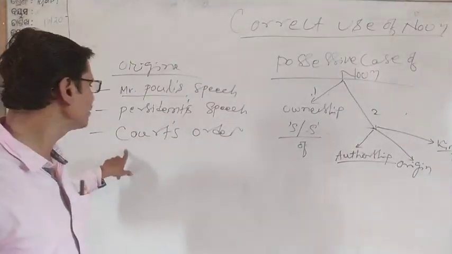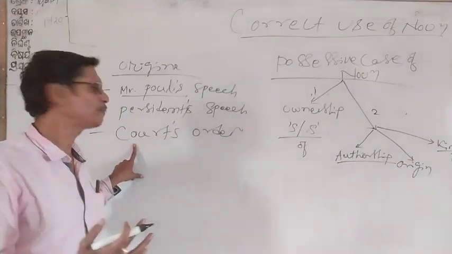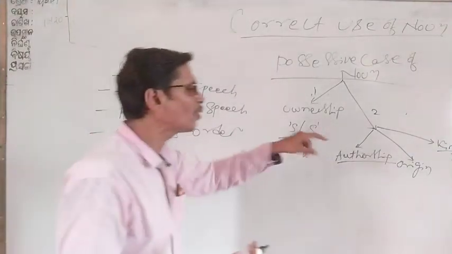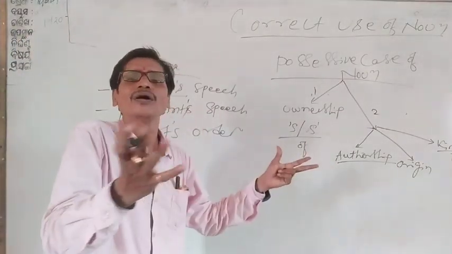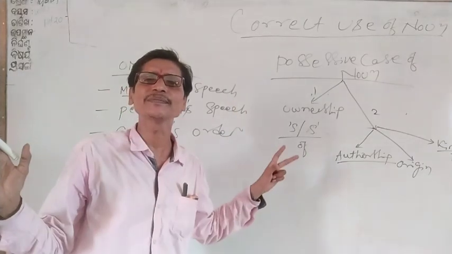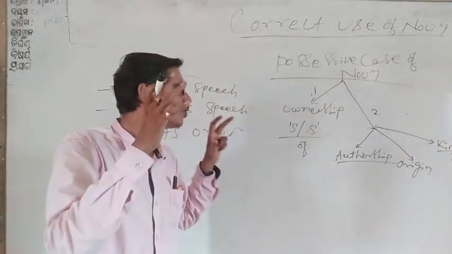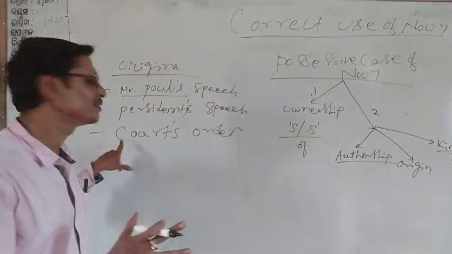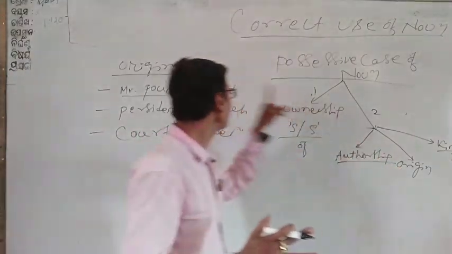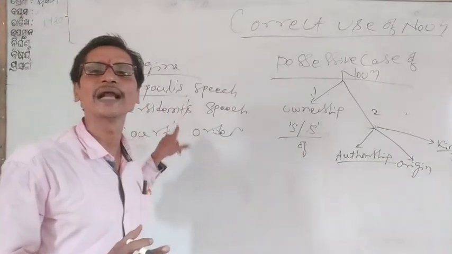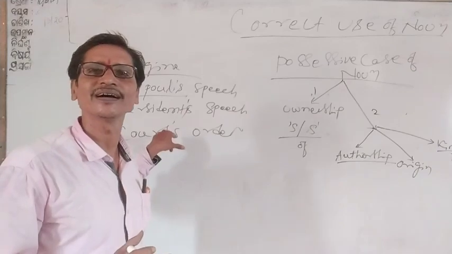Similarly, here is court's order. Here we are making the possessive case of this noun to talk about the origin, because the order is given by the court. No other person has given this order, only the court. The order is from the court, because the origin of this order is the court. Therefore, when we talk about the origin, we make the possessive case of the noun. You understood this from these examples.